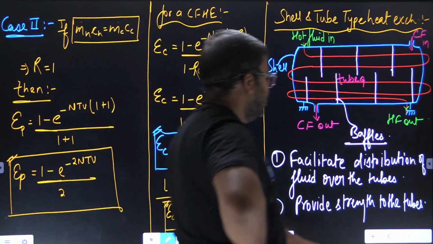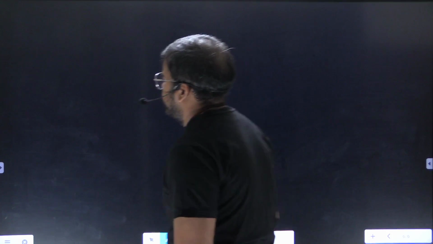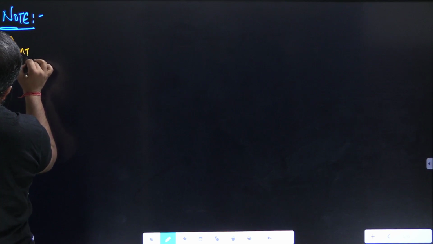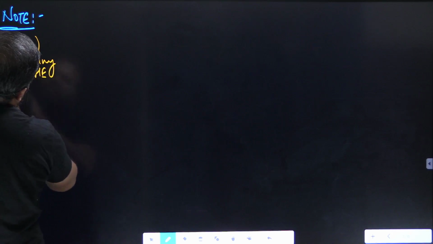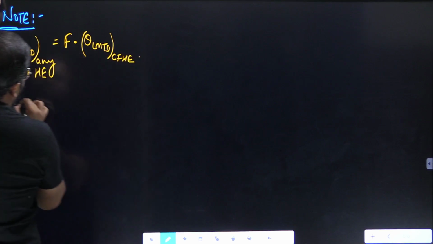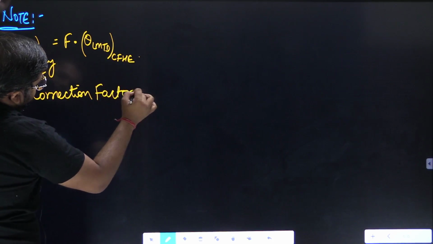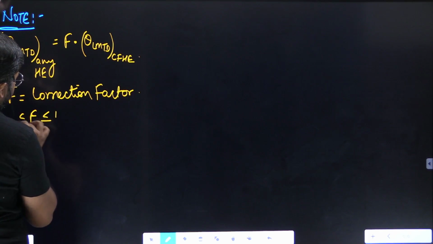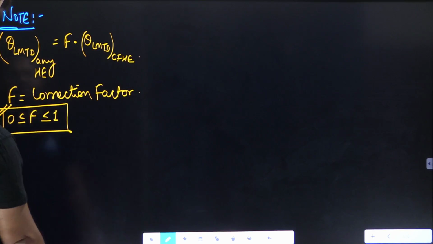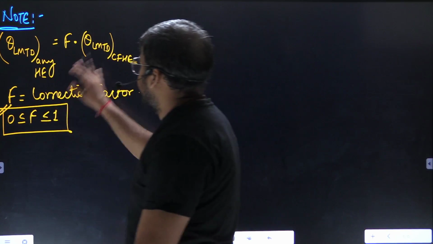Okay? Now, before we move further, let me just give you a small context. Note point. Theta LMTD of any heat exchanger equals F times theta LMTD of a counter flow heat exchanger. What is F? F is a correction factor. Such that the value of F is less than or equal to 1. It means it is in between 0 and 1. All right. It is in between 0 and 1. So the value of F is in between 0 and 1. Logic clear? Simple. Correction factor.